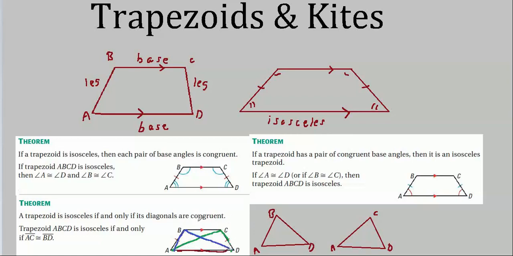Well, if I can show that this triangle is congruent to this triangle, and that these two are the corresponding parts, these are the diagonals. So if those are the corresponding parts of congruent triangles, they're congruent, and we're done. So, are these two triangles congruent?